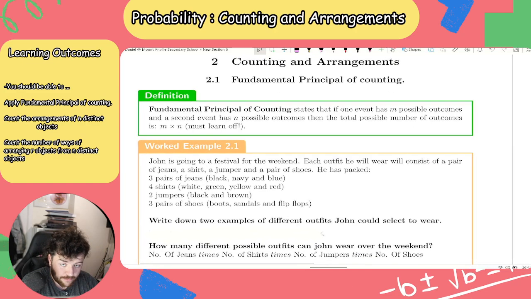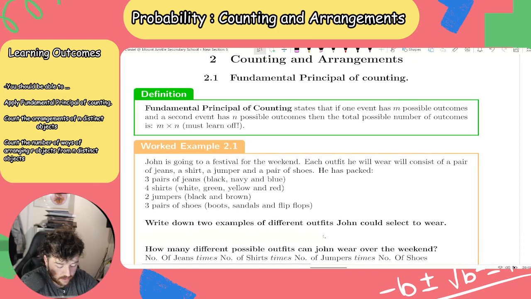The fundamental principle of counting states that if one event has m possible outcomes and a second event has n possible outcomes, then the total possible number of outcomes is m times n. So you must learn this off. This is something in an exam they could ask you to state and then give an example of. But let's see it in action.